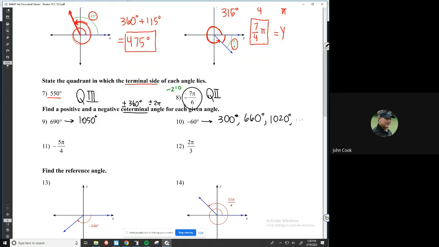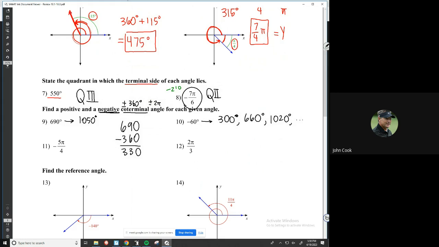Now let's find some negative coterminal angles. The way that I do that is, instead of adding 360, I subtract it. So I'm going to take 690 and subtract away 360 degrees. If I did that, I would get 330 degrees. Now here's an important thing. I need a negative coterminal angle. Is this a negative angle that I end up with? Of course not, right? 330 degrees is positive, okay? So it's not quite a negative coterminal angle yet.